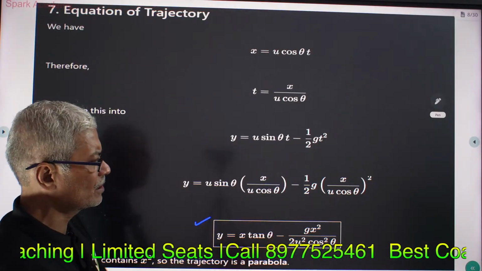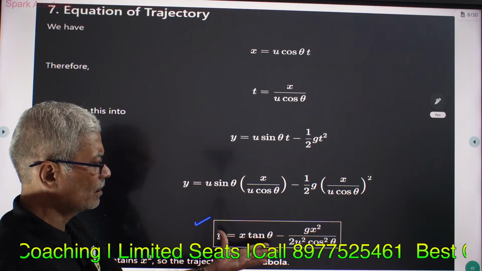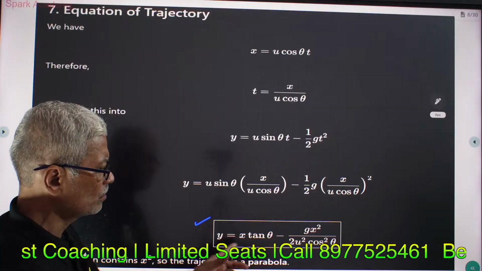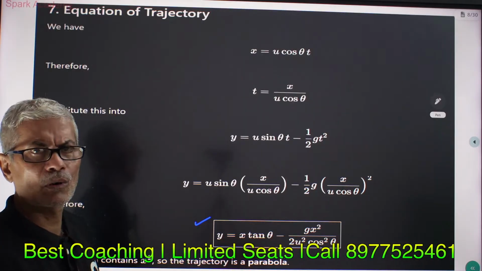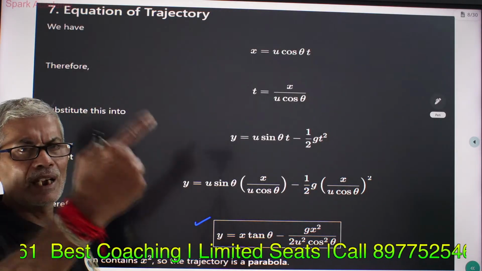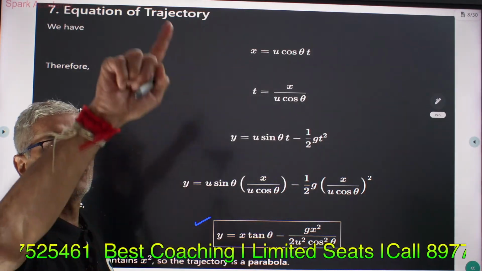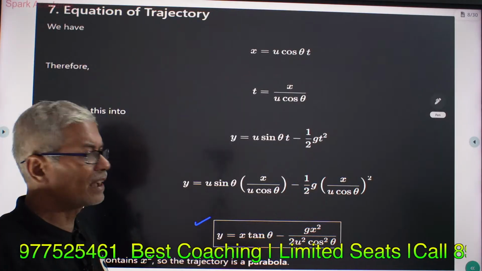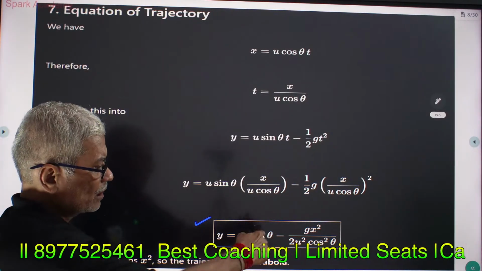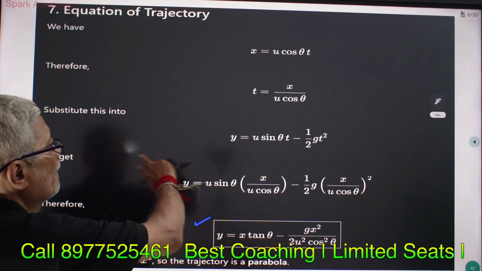By looking at this, you get that this is moving like a parabola. You know all parabolas: y square is equal to 4x, y square is equal to minus 4x, x square is equal to 4ay, x square is equal to minus 4ay. So in that fashion, this is the parabolic motion.